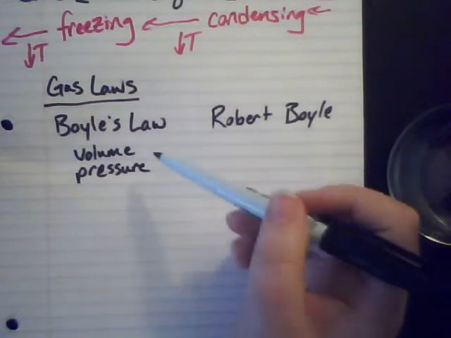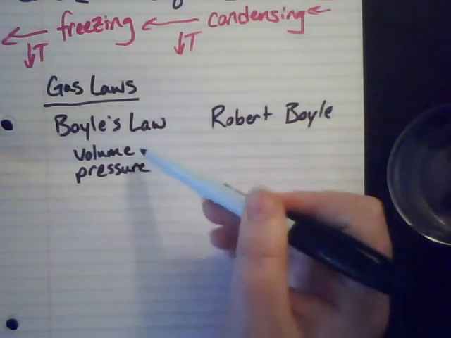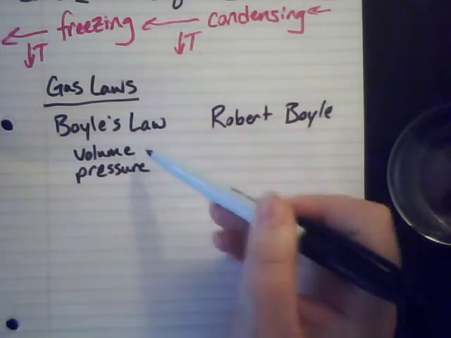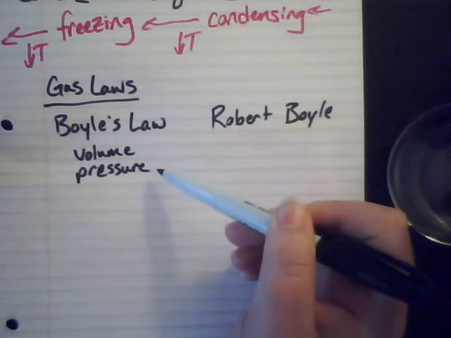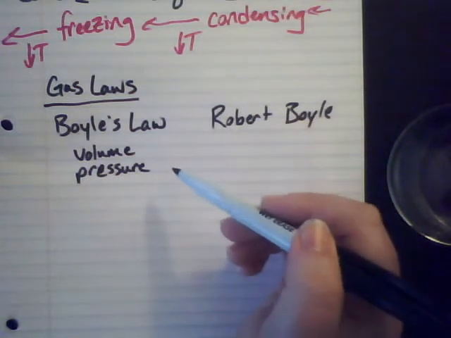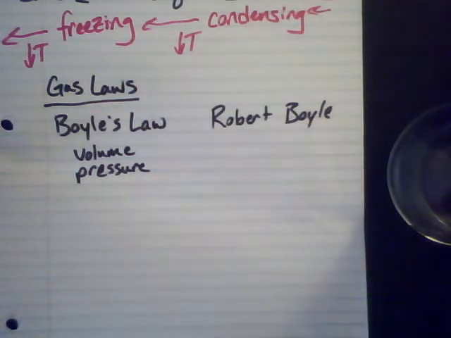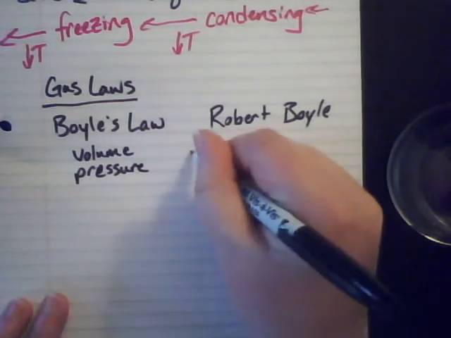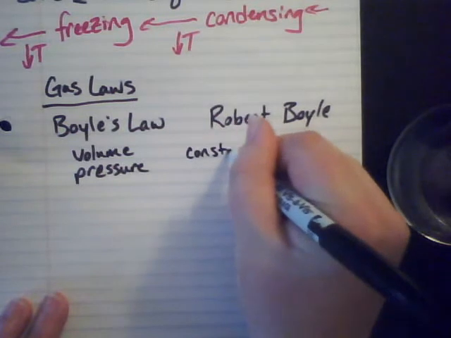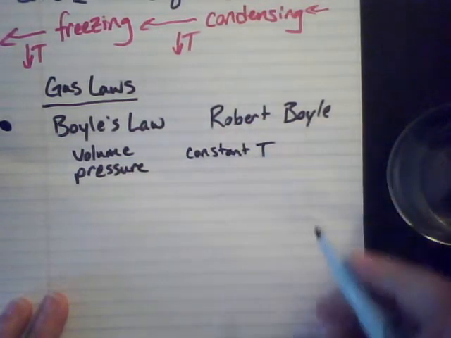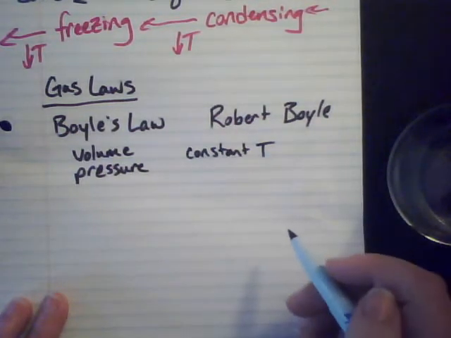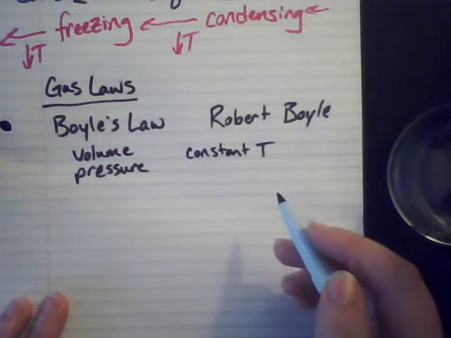Now, because we're scientists, if we're changing one variable and looking at how the other one changes, then we have to keep other things the same so that we know that these two are the only ones that we're looking at. So in his experiments, he kept this at a constant temperature. I'm going to put just T for temperature there. And he also had a constant number of particles.